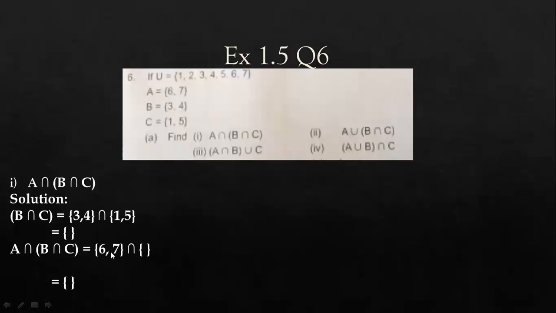Now when you see an intersection of 6 and 7 with an empty set, you will find an empty set as your answer, because there is nothing common between these two sets. The set having 6 and 7 and an empty set, there is nothing common between them. So your final answer will be an empty set.